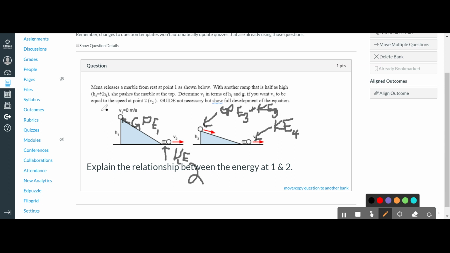So E1 is going to have GPE1. E2 is going to have KE2. E3 is going to have GPE3 and KE3 because it's got both. Get you a marble that can do it all, yo. And then here at 4, at E4, it's going to have KE4.